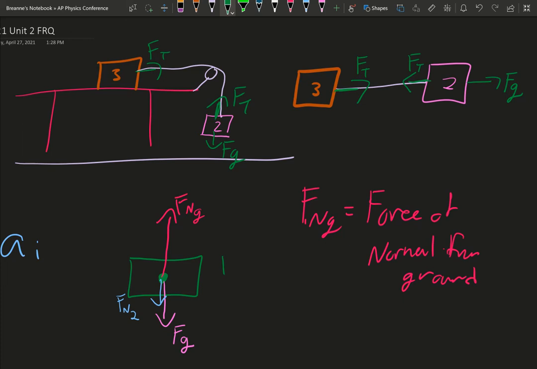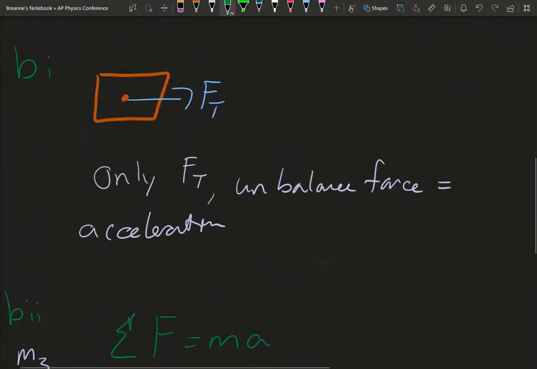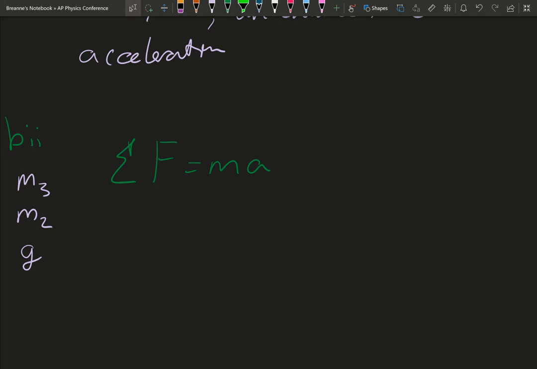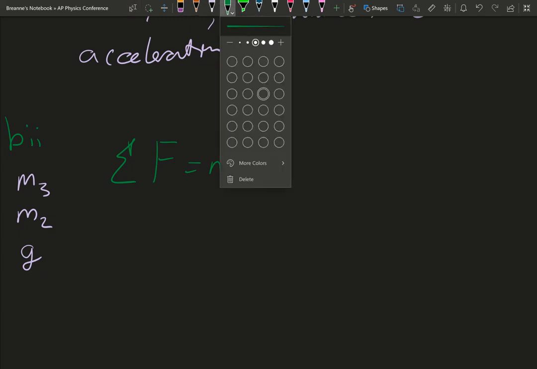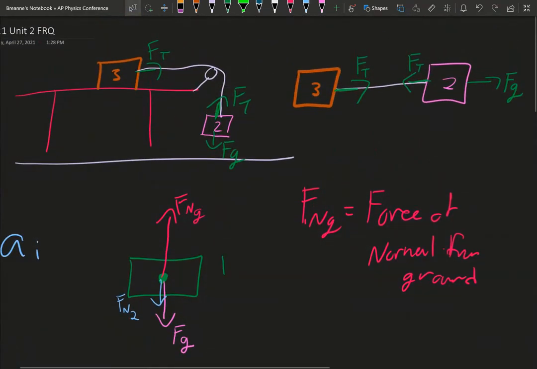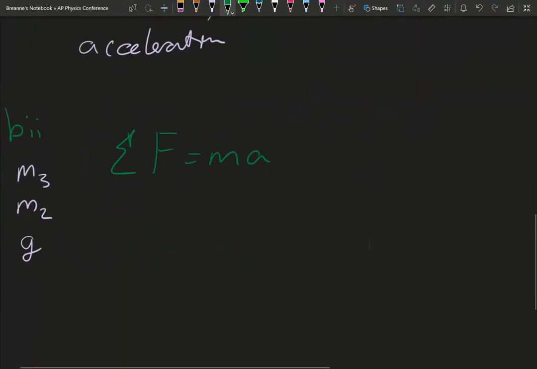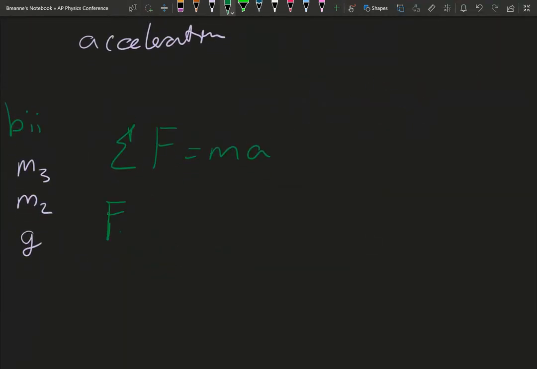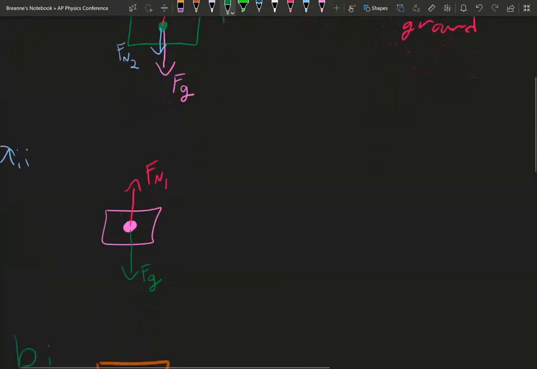So what happens to our forces of tension? If we're going to find our net force, remember net force is all the forces added together. We're going to call this force of tension 3 and force of tension 2. Force of tension 3 is going to the right, so it's positive. Force of tension 2 is going to the left, so it's negative. In this case, gravity is going to the right, so it's positive.